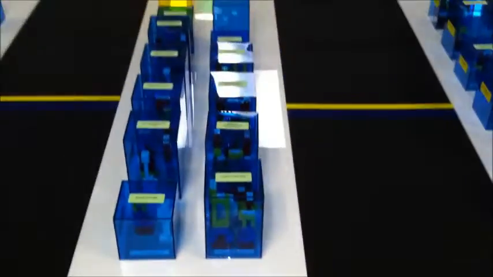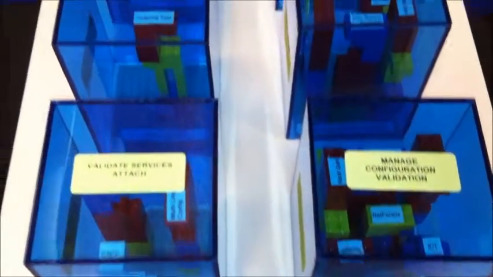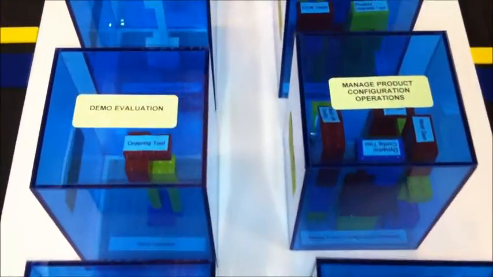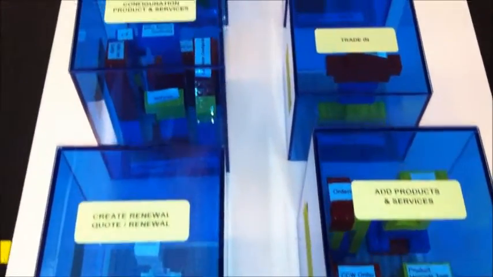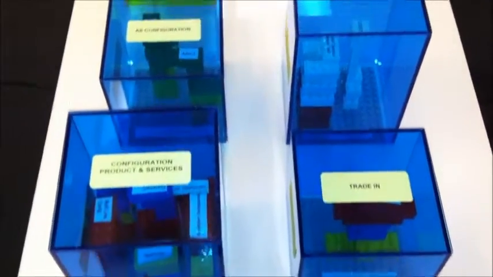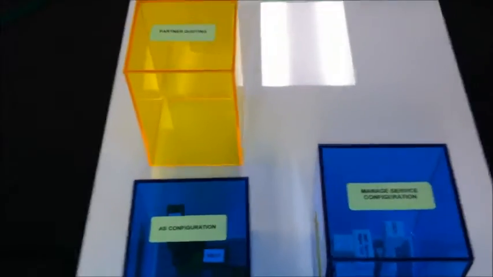Again, the next host of capabilities that you see is around quoting and configuration. This is the notion of quoting the business based on customer specific requirements. And as you can see from here, you have different types of quoting: quick quoting to offer a quick quote to a customer, demo evaluations where a customer might look for new technology, trade-ins where there's a potential trade-in of old Cisco technology or competitors' gear, and advanced services. So all of these put together, you have a host of quoting capabilities.